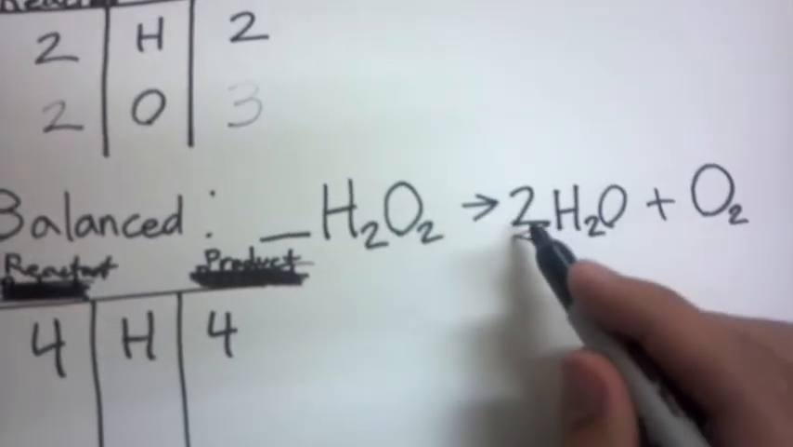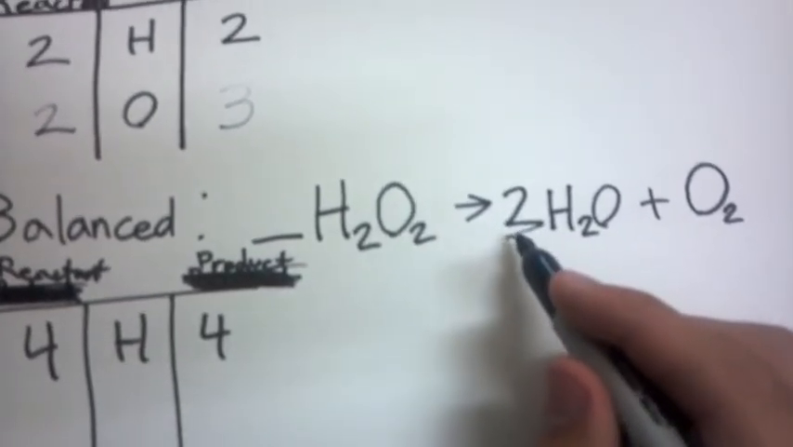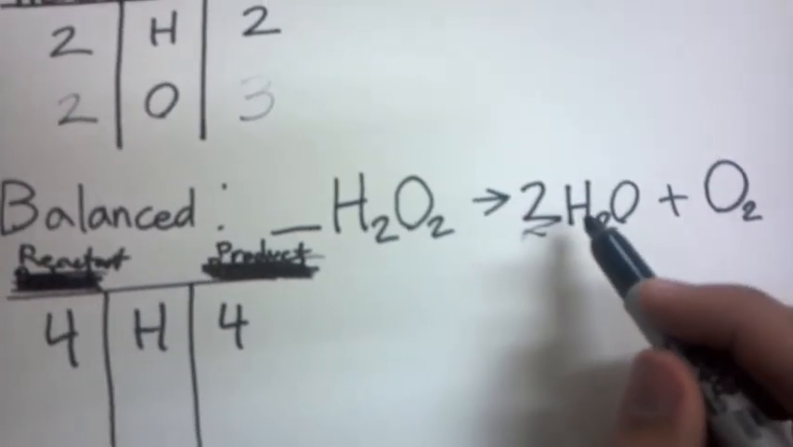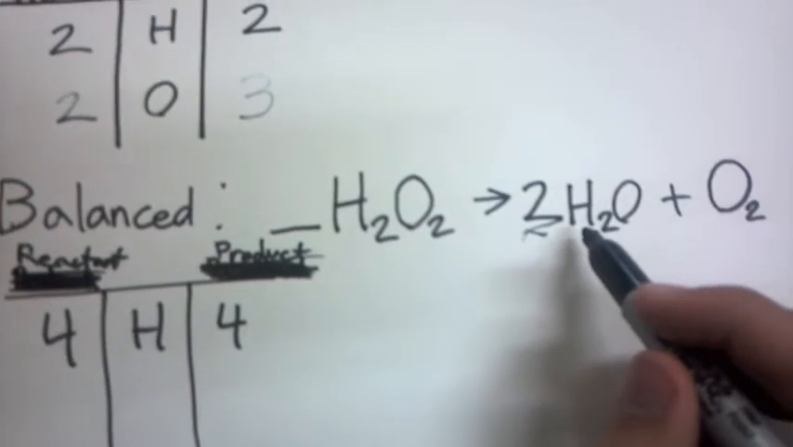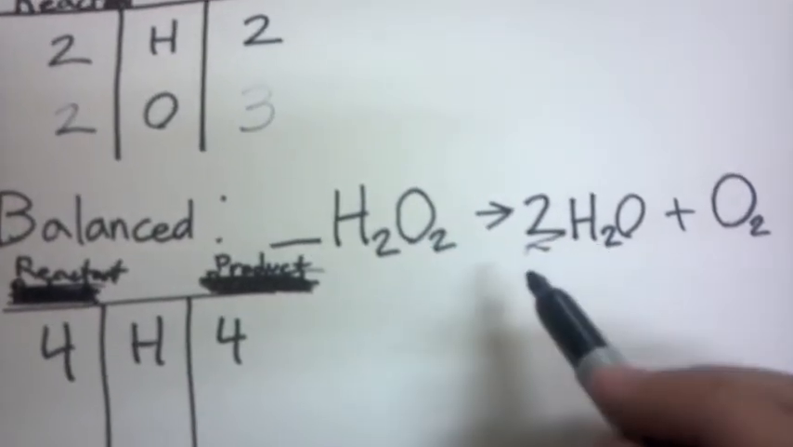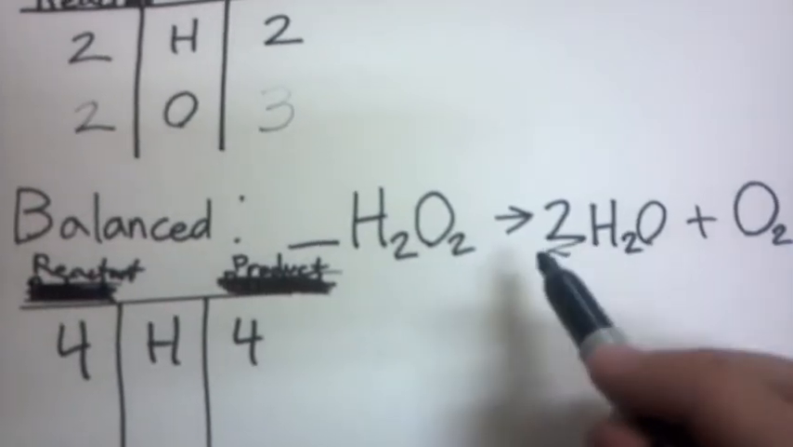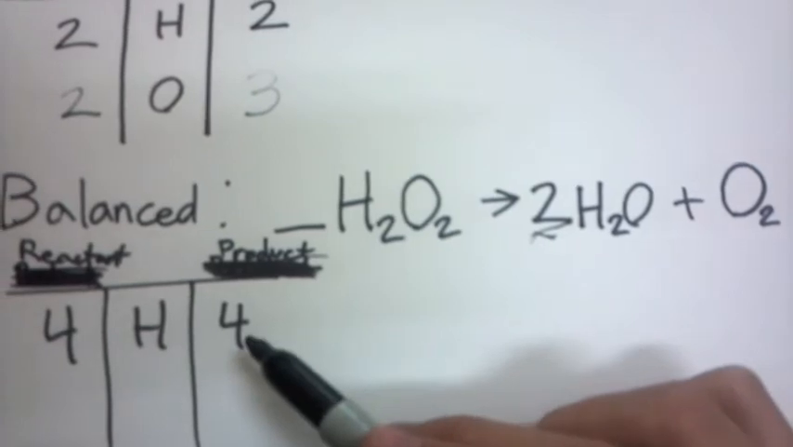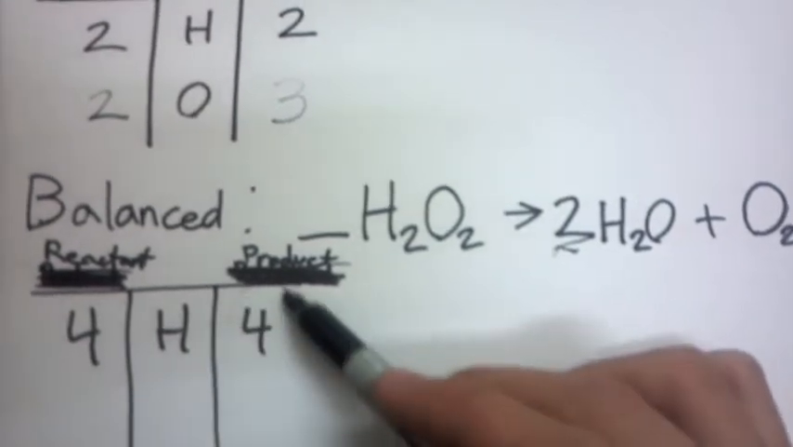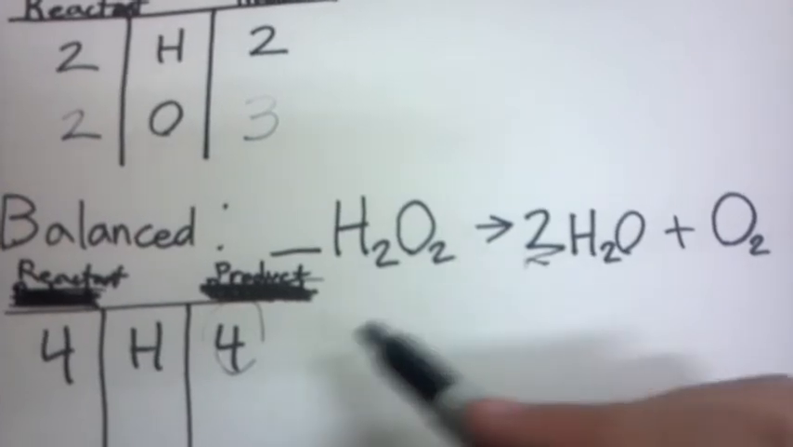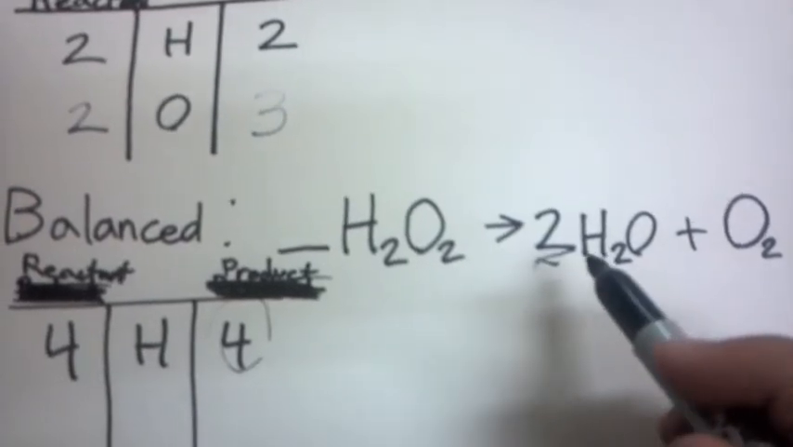And as you can see, it says 2. So think about it. 2 times H2, that's 4. 2 times 2 is 4 H. So on the product side there's a 4, because there's 2 times H2. So that's 4 hydrogen on the product side.